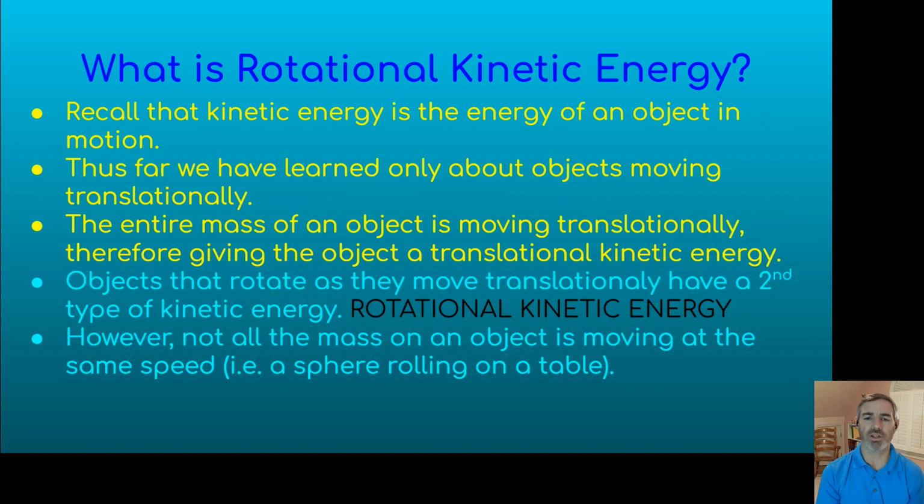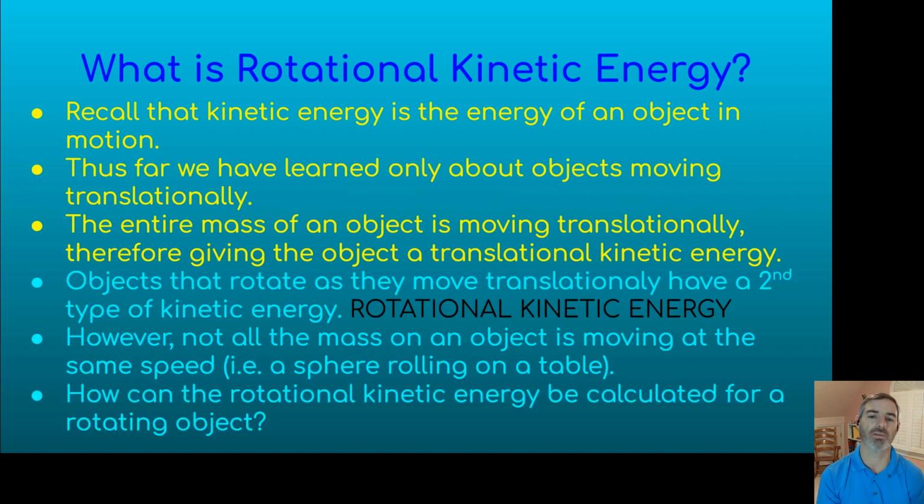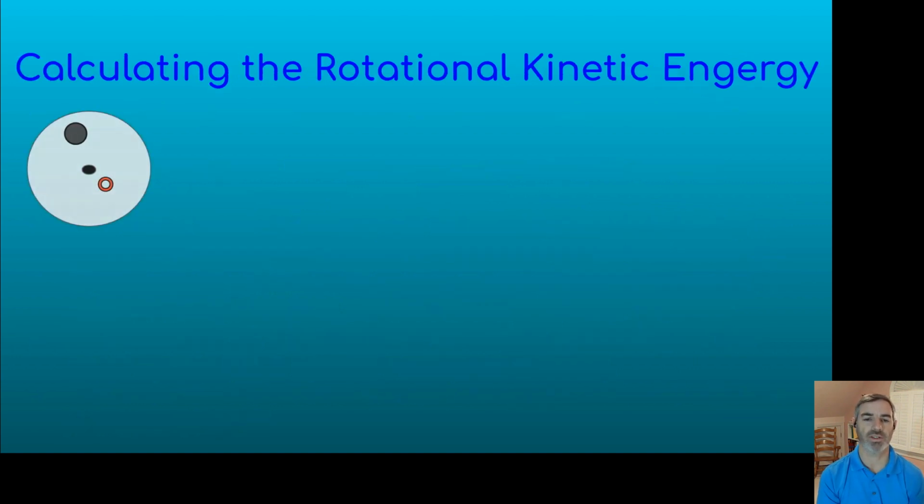However, not all the mass of an object is moving at the same speed. So for example, a sphere rolling on a table, as it rolls, it's spinning. The mass that's closest to the center moves slower than the mass that moves on the outermost edge. So how can we calculate this kinetic energy of a rotating object? If you recall, we had this situation where we had a disk with a couple coins sitting on it, and we rotate those. But now let's replace those coins with rings that represent the mass of all the mass at that radius from the center. So obviously the radius inside is going to be moving slower than outside.